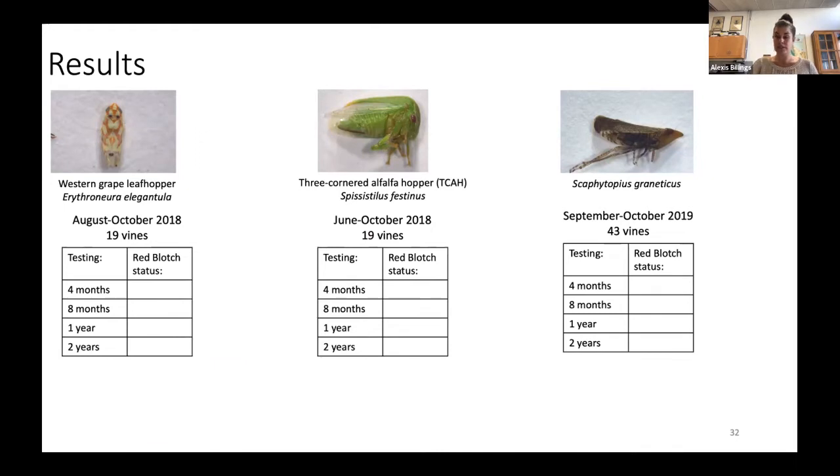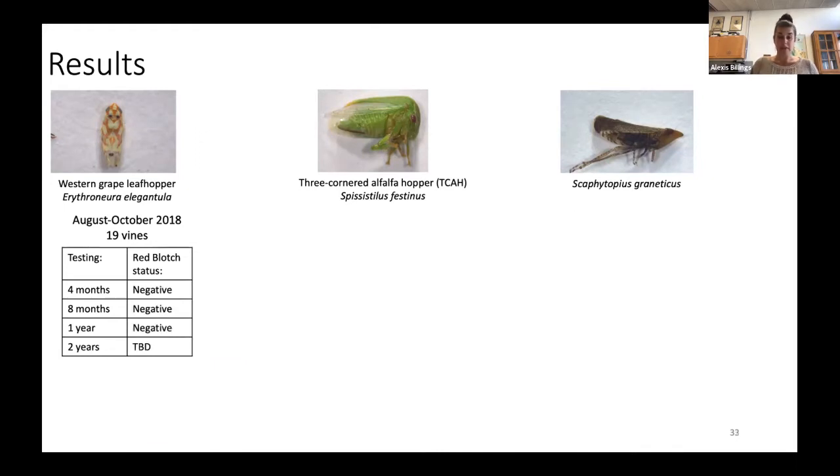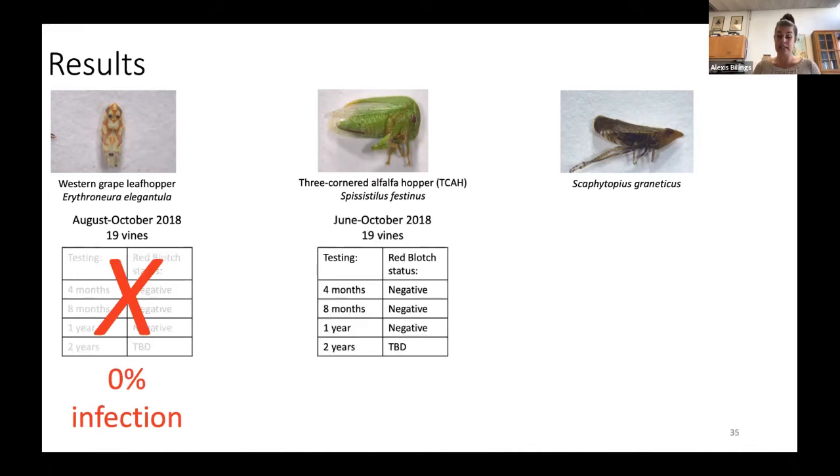We will go through the results one by one. The vines that the Western Grape Leafhopper fed on, perhaps not surprisingly, have tested negative so far. We're still waiting on the results for that 2-year sample. However, since 0 came back positive during the acquisition survey, it seems very unlikely that Western Grape Leafhopper is a vector. We knew this going in, but we wanted to make absolutely sure, again, because it's such a common insect in the vineyards. All the clean vines that tica have fed on so far have tested negative as well.